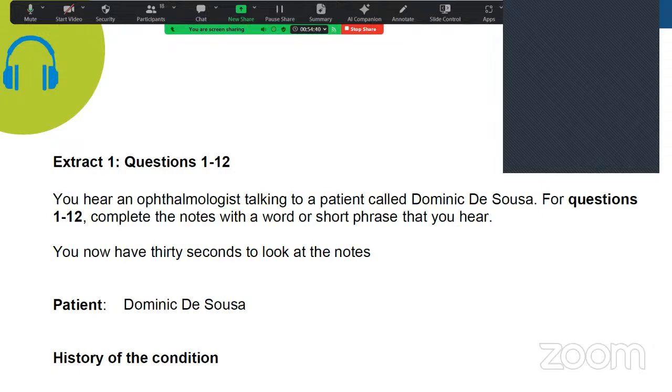Now, Dominic de Sousa, patient. Okay. Do you think he's a male person or a female person? There is a reason behind this. You have to guess whether Dominic de Sousa is a male or a female. Come on. What do you think? Mostly you can assess whether it's a male or female name.